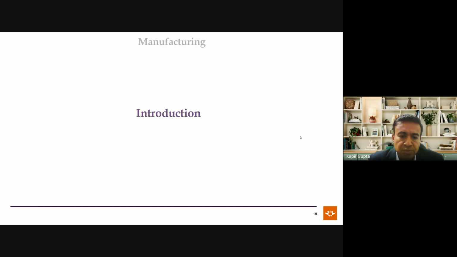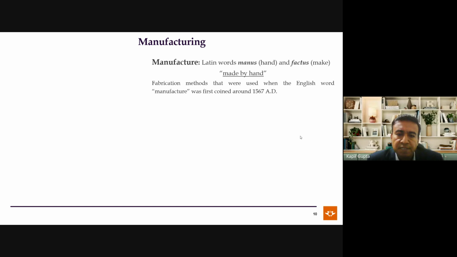Now let me introduce sustainable manufacturing, additive manufacturing, and then we'll jump on the sustainable interventions for 3D printing of functional materials. Manufacturing, a very basic term, is derived from these two Latin words, manus and factus, made by hand. It used to be made by hand, but now mechanization and automation are both in the picture. So it has tremendously changed the concept of manufacturing.